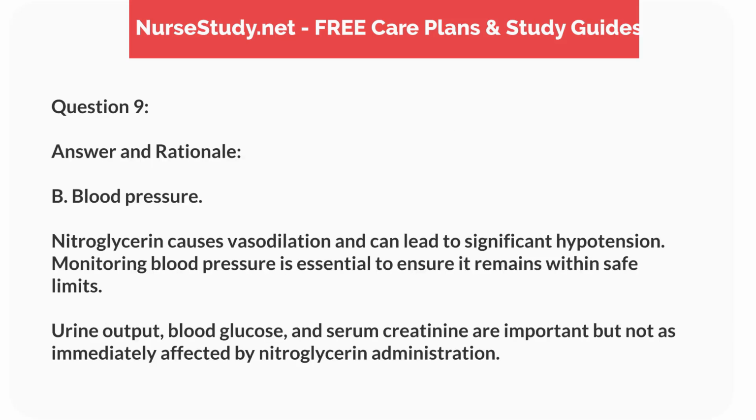Answer and rationale. B. Blood pressure. Nitroglycerin causes vasodilation and can lead to significant hypotension. Monitoring blood pressure is essential to ensure it remains within safe limits. Urine output, blood glucose, and serum creatinine are important but not as immediately affected by nitroglycerin administration.